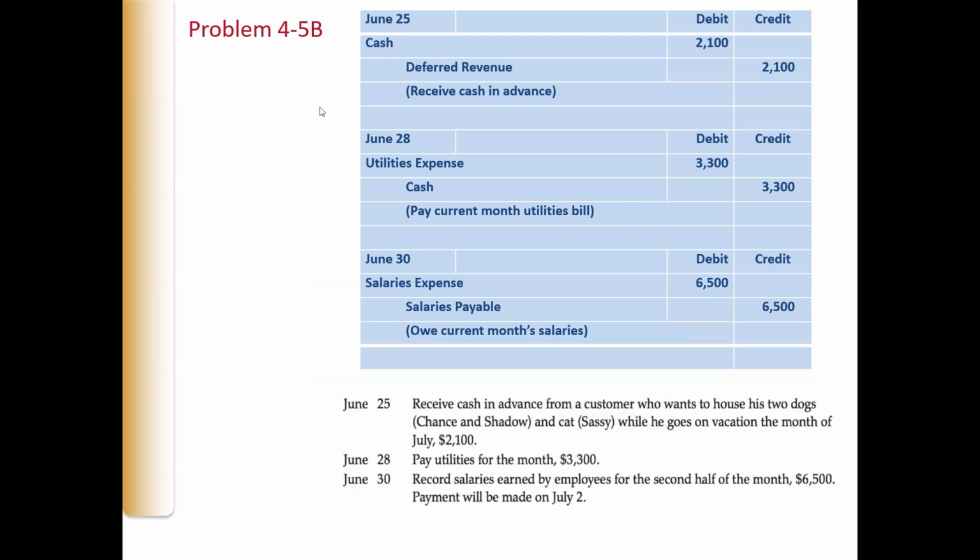When we receive cash in advance from a customer who wants to house his 2 dogs and cat while he goes on vacation, we debit cash, credit deferred revenue, but that would be operating. When we pay utilities for the month, that would be operating. When we record salaries by employees, $6,500, that would be operating.